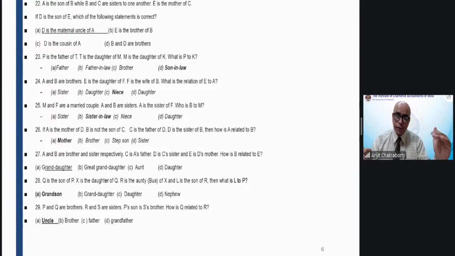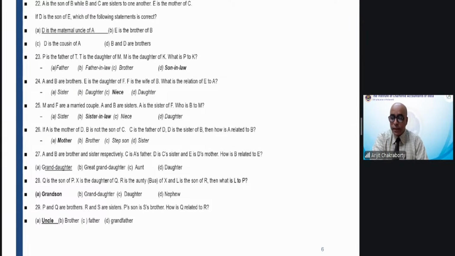PQ belong to the same generation. RS also belong to the same generation. But PQ and RS are not in a linear fashion. P and Q belong to one generation, R and S belong to another generation. Question is, how is Q related to R?